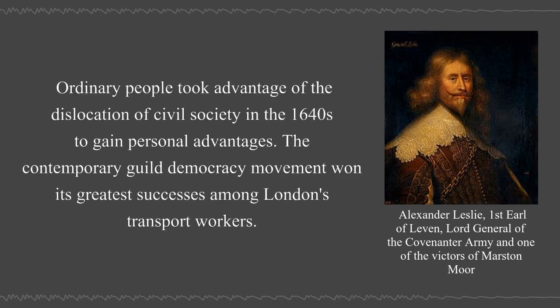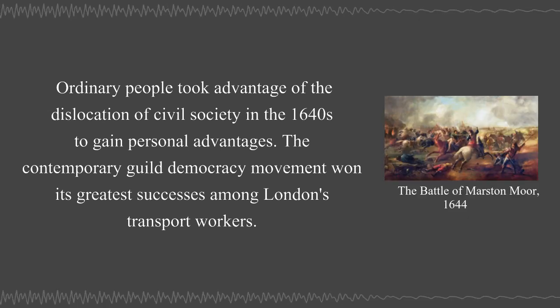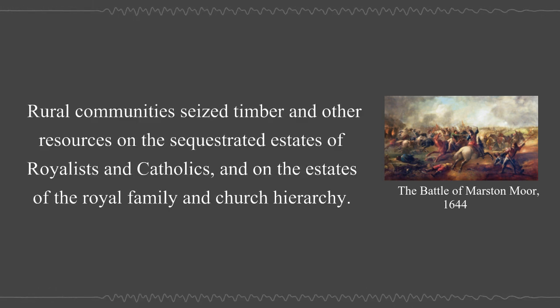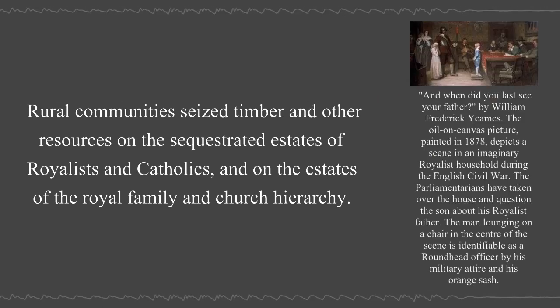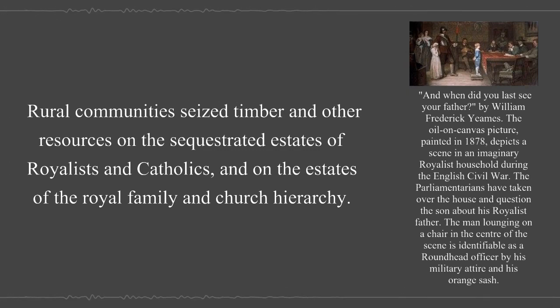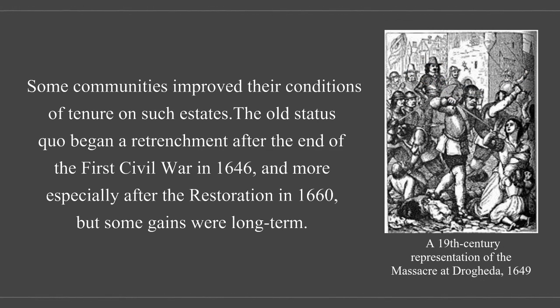Ordinary people took advantage of the dislocation of civil society in the 1640s to gain personal advantages. The contemporary guild democracy movement won its greatest successes among London's transport workers. Rural communities seized timber and other resources on the sequestrated estates of Royalists and Catholics and on the estates of the royal family and church hierarchy. Some communities improved their conditions of tenure on such estates.